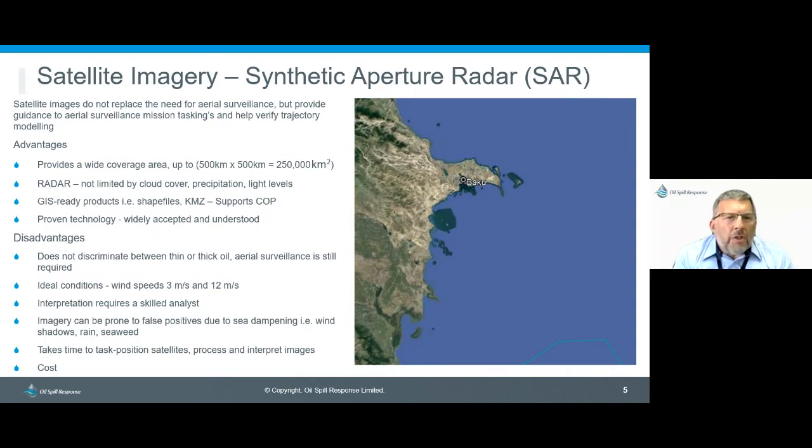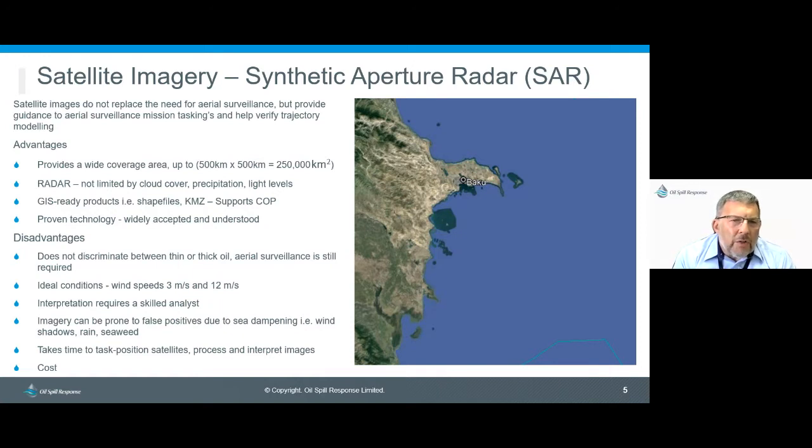So what are the advantages of satellite imagery? Well, as I mentioned, it provides a really good wide coverage area. You know, a 500 by 500 kilometre search area, so that's around about 250,000 square kilometres. So, you know, really useful, a good wide area of coverage. As I mentioned, it's not limited by light levels. It's also not limited by cloud cover or precipitation. So, you know, quite useful.